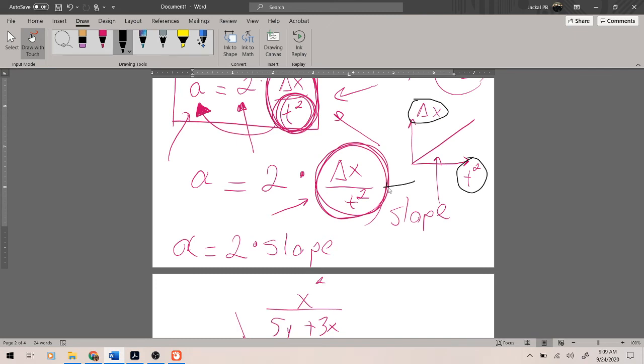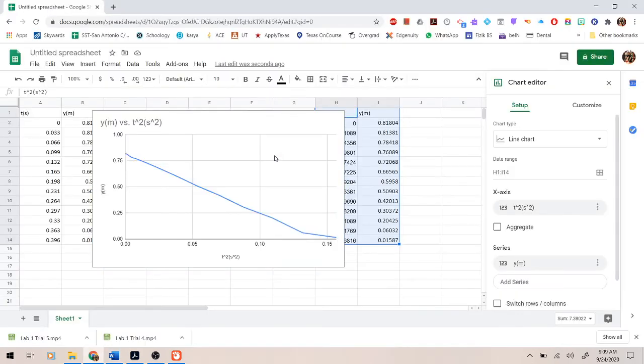All right. So if I find the slope of the delta x versus t squared graph, then I have this information. Then to be able to find the acceleration, what do I need to do? I need to multiply this slope by 2 right here. So let's see what my slope is.